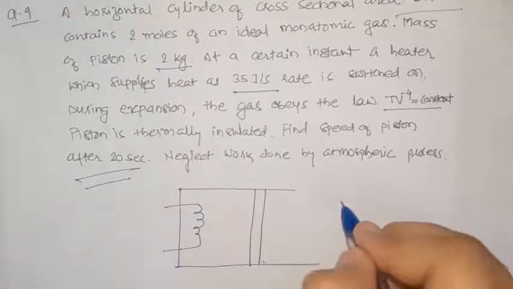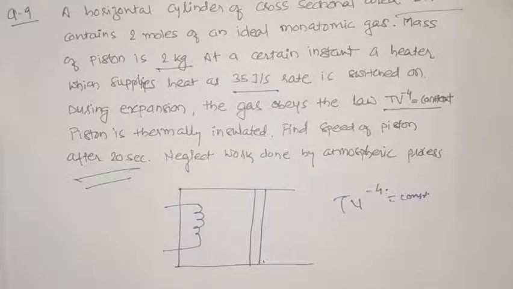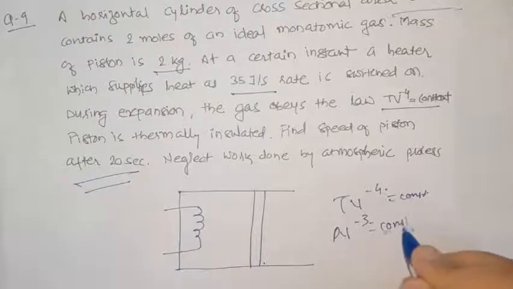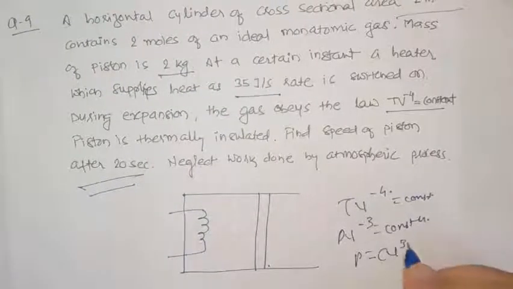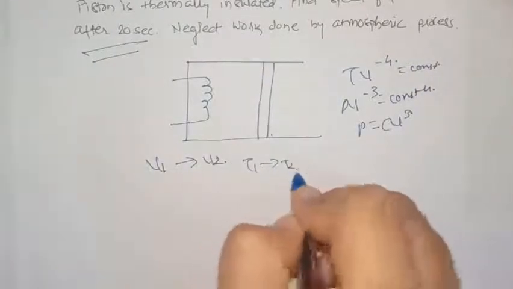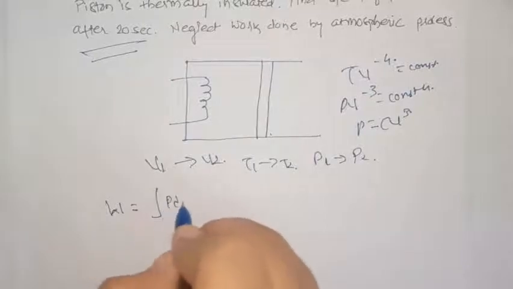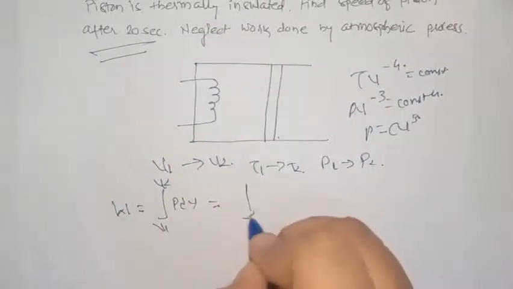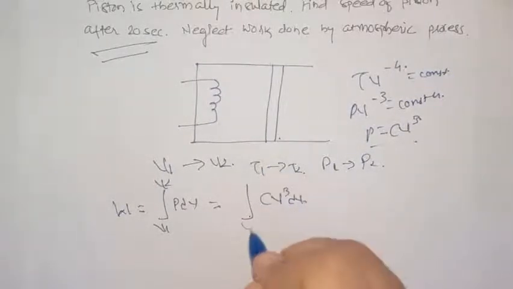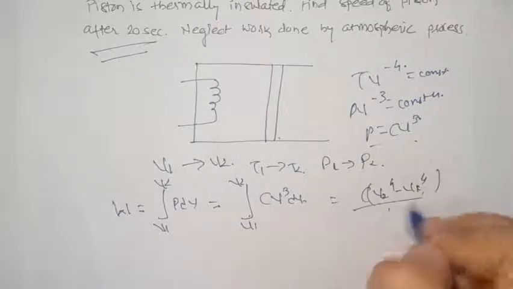The process equation is given by TV power minus 4 is equal to constant. We can write this equation as PV power minus 3 is equal to constant, or P is equal to CV power 3. Now, let during the expansion, the volume of gas change from V1 to V2, temperature from T1 to T2 and pressure from P1 to P2. The work done is given by integration P dV, limits from V1 to V2. So P can be written as CV cube dV, so it will be C times V2 power 4 minus V1 power 4, whole divided by 4.